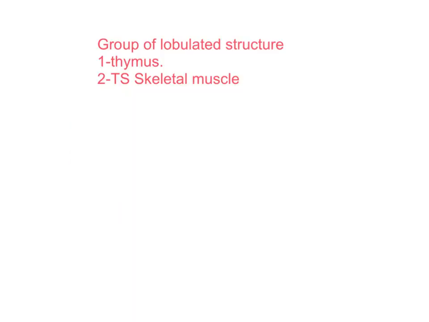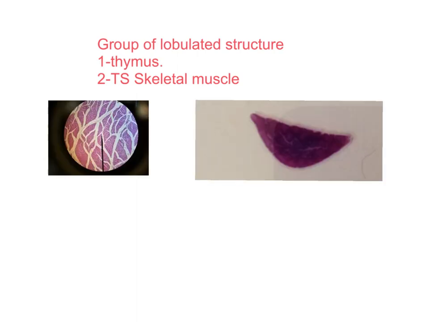The last group here is the group of the lobulated structures. And these lobulated structures are formed of lobules. They are separated from each other by fine white spaces in between them, representing connective tissue septa. The first one is the thymus, and the second is the TS in the skeletal muscle.